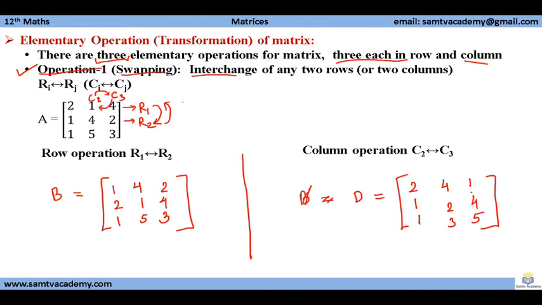So this is a swapping operation. As per the requirement of the question, we have to see what will be beneficial for the reduction of a matrix. That operation we will do: C2 will be replaced with C1 or C2 will be replaced with C3. Similarly C2 can be replaced, similarly C3 can be replaced. That depends on the type of question and the requirement of the question.